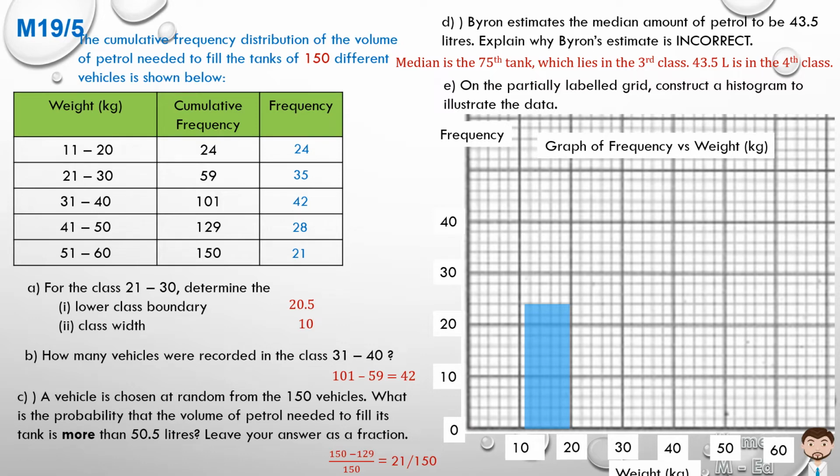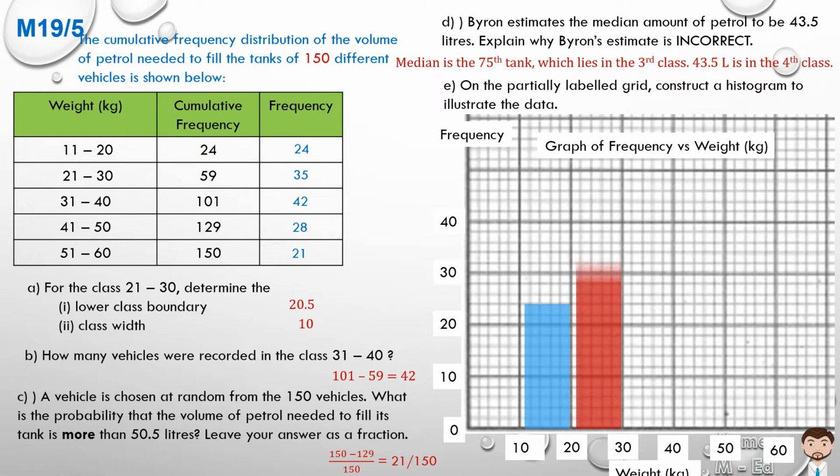Remember that from 20 to 30, there are 5 spaces, right? So 5 spaces will give us a frequency of 10, so 1 space will be 10 divided by 5, which is equal to 2. So 20, the next small block will be 22, and the following block will be 24. We're going up in small little increments of 2.